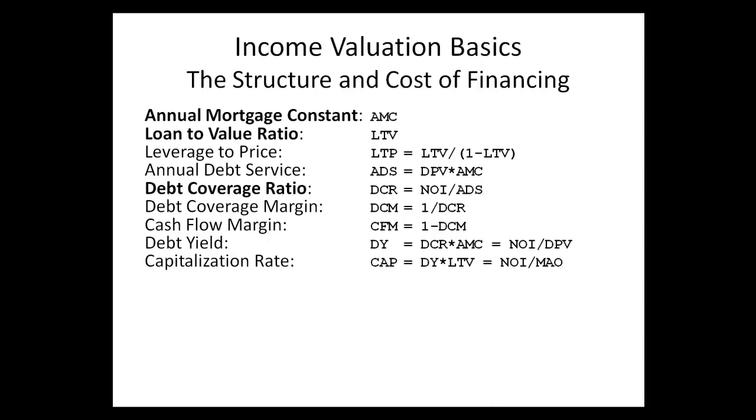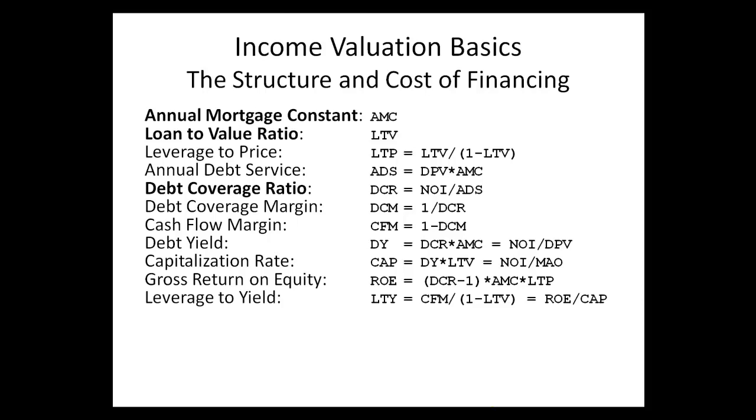Capitalization rate. It is the debt yield times the loan-to-value ratio. It's also equal to the net operating income divided by the maximum allowable offer, or the value of the property. Gross return on equity. This is also called the cash-on-cash return, the cash-on-cash yield. It is the quantity debt coverage ratio minus 1 times the annual mortgage constant times the leverage to price.